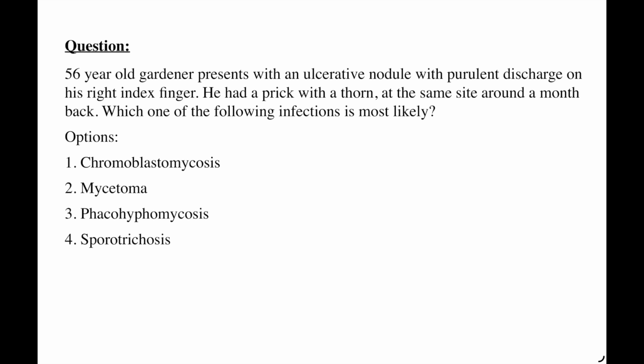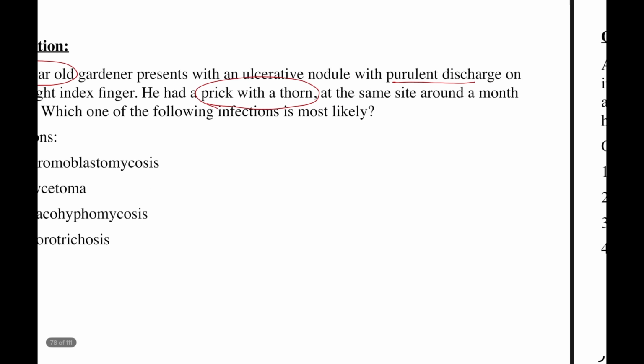Now there is a 56-year-old gardener, thorn prick, sporotrichosis. I think if I discuss this, I'll be wasting my time, because in my practice of teaching students I have discussed this question 100, 200 times. Purulent discharge. It is sporotrichosis caused by Sporothrix schenckii. Okay, so let's move on to the next question.